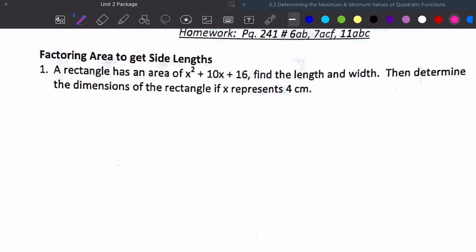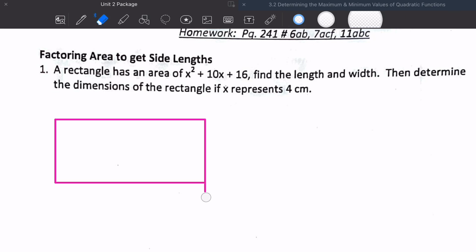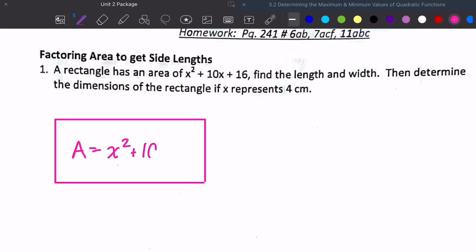here's a thinking question. It's saying a rectangle, which I will draw. This rectangle has an area, meaning the inside, of x squared plus 10x plus 16. But we don't know what the length is, and we don't know what the width is. So we need to find the length and the width that would give us an area represented by this expression. And then it says also find the dimensions if x equals 4.